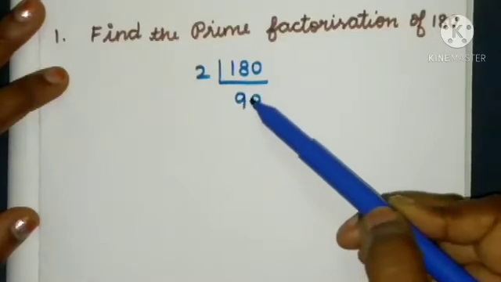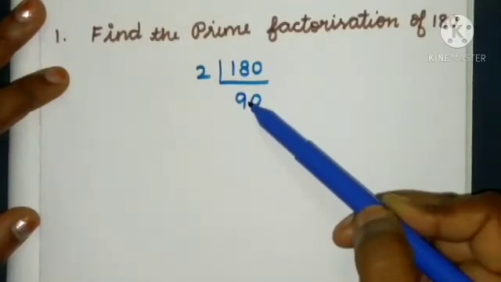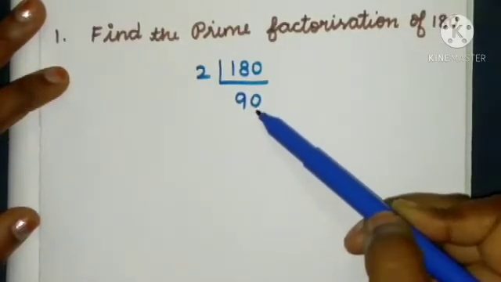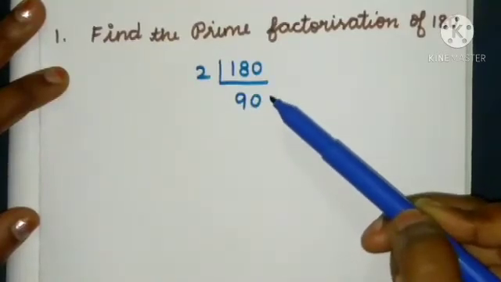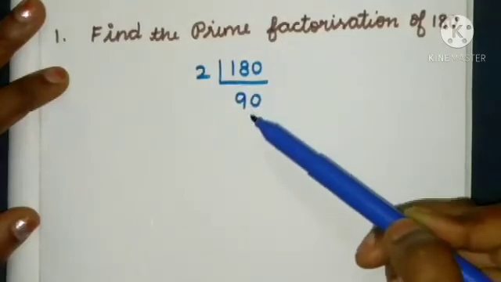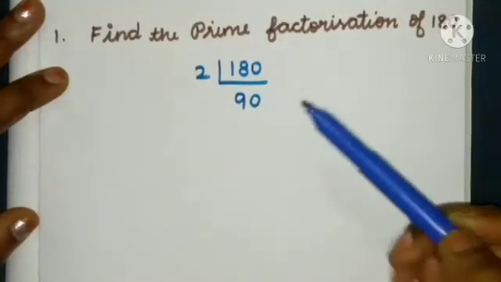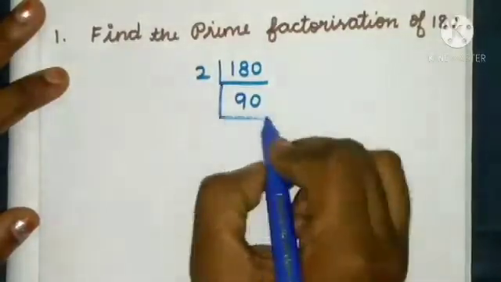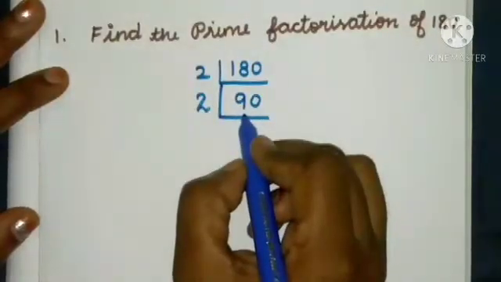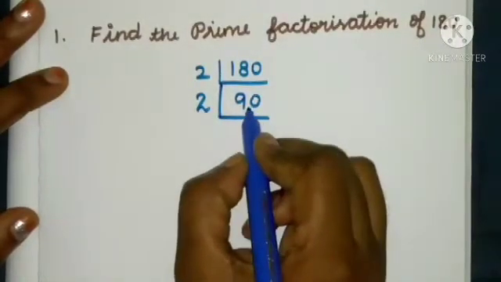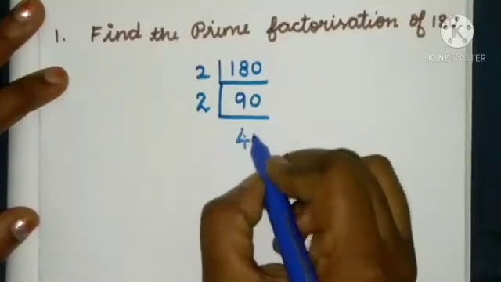Now, we have to divide 90 by the smallest prime number. See, 90 ends with 0. 0 is also an even number. So, 90 is divisible by 2. You have to write 2 on the left hand side of 90. 90 divided by 2 is 45.